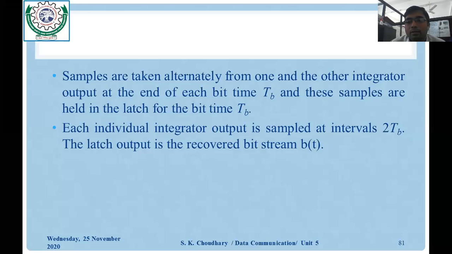That is the data we have used to generate the QPSK signal. So this is the data sequence we have to recover, that is b(t), the NRZ polar signal. So this is all about how the receiving of this QPSK signal works.